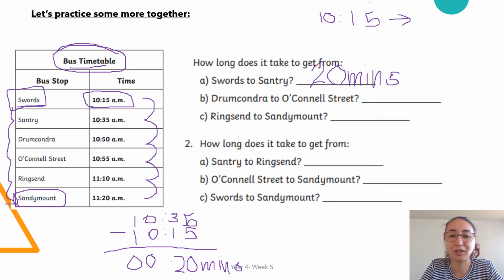So we have Drumcondra to O'Connell Street. Drumcondra to O'Connell Street we see is 1055 and 1050. So we find the difference, which is take away. We've got 1055 take.